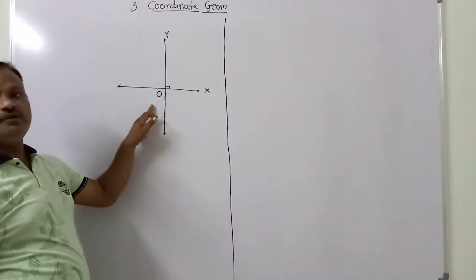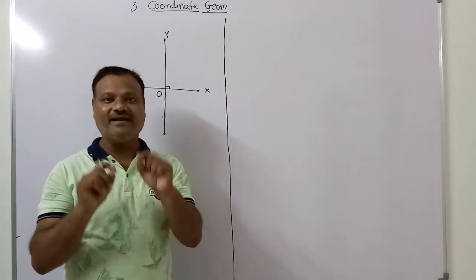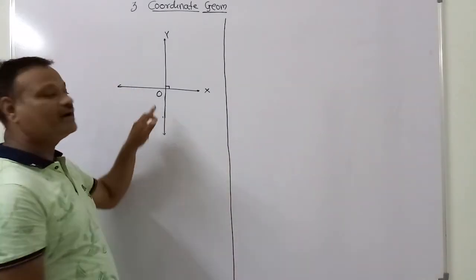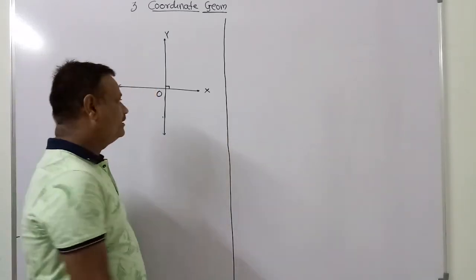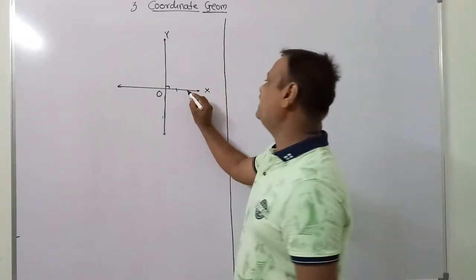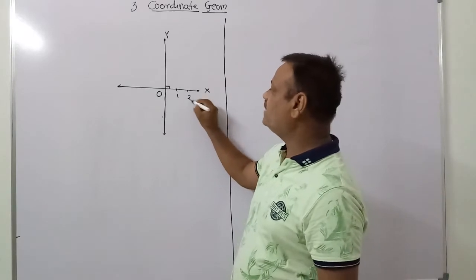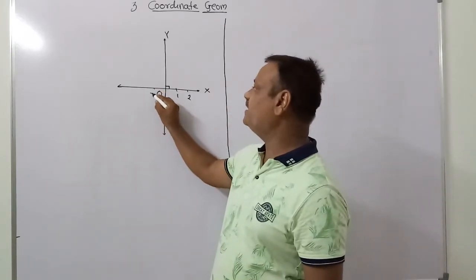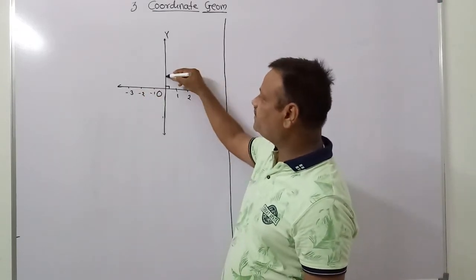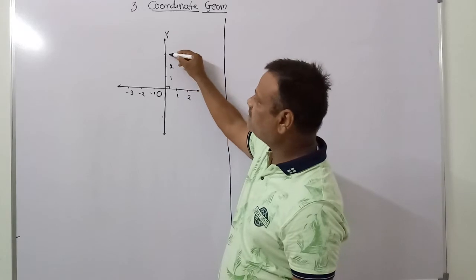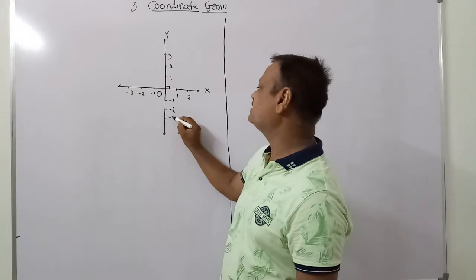What will we call this? Origin. When two axes intersect each other at a point, that point is called the origin, and its coordinate is (0, 0). Got it? Now on the right side of this 0, at equal distances, there are points 1, 2, and so on. Here -1, -2, -3, in this way. So here are positive 1, 2, 3, and this side is negative -1, -2, -3.